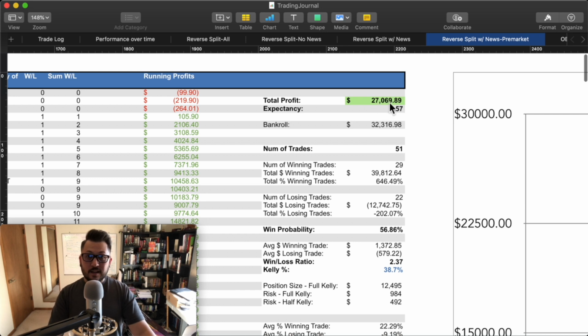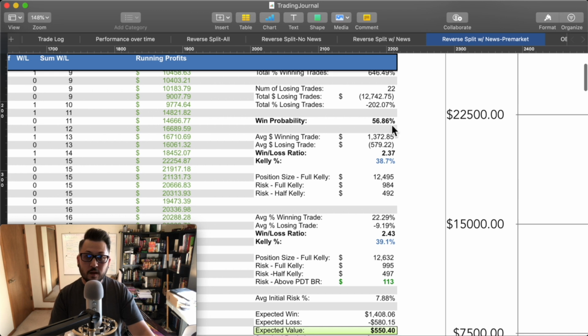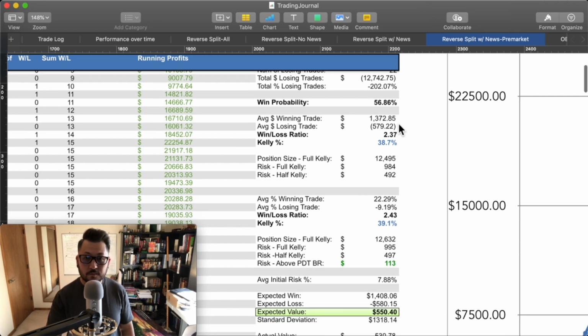So like I said, I'm up about $27,000 on these. My win percent is 57% now, so that's getting much better. I prefer somewhere around 65% win percentage, but I'm happy with 57%.